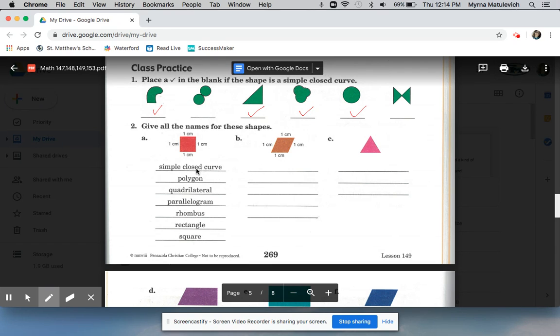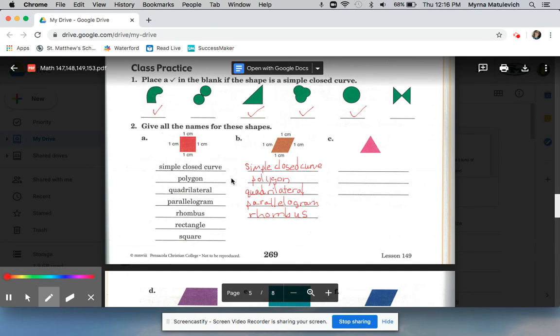So they did the first one for you. A square is a simple closed curve, and a polygon, and a quadrilateral, and a parallelogram. See, the opposite sides are parallel. It's also a rhombus, but it's a rhombus with 4 right angles. It's also a rectangle, but it's a rectangle with all 4 equal sides, and it's a square. Try to do some of the others.